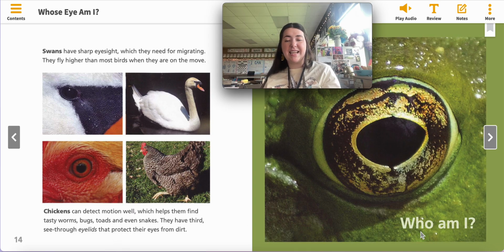Any guesses who this is? Who am I? What animal is this? Turn the page in 3, 2, 1.